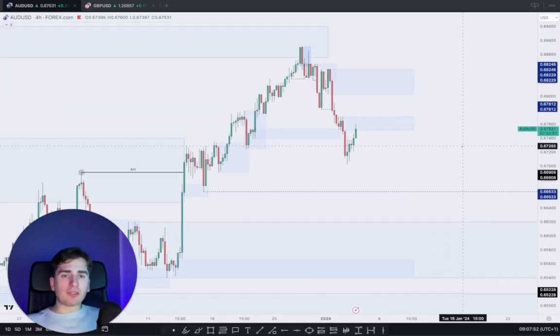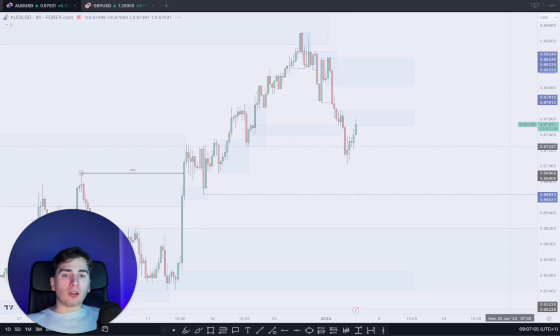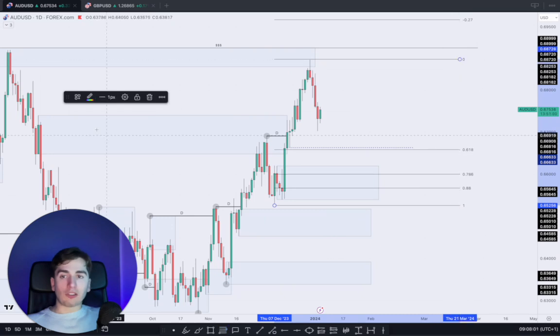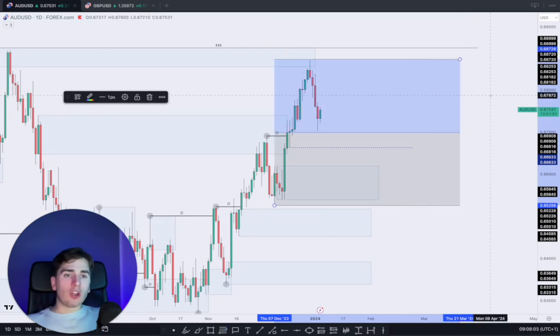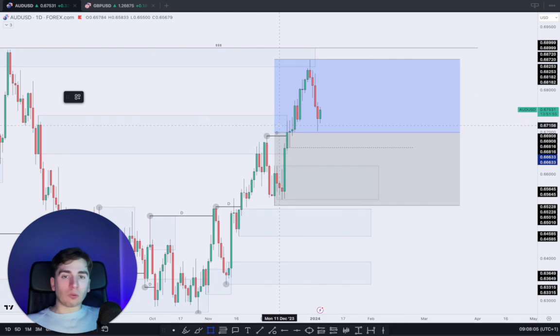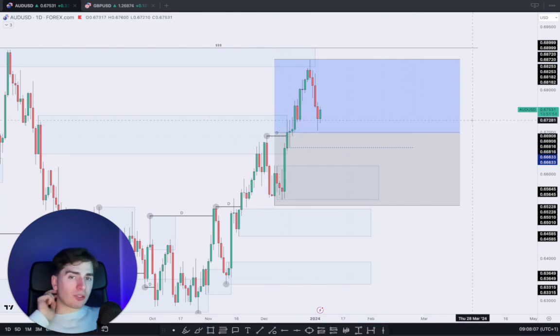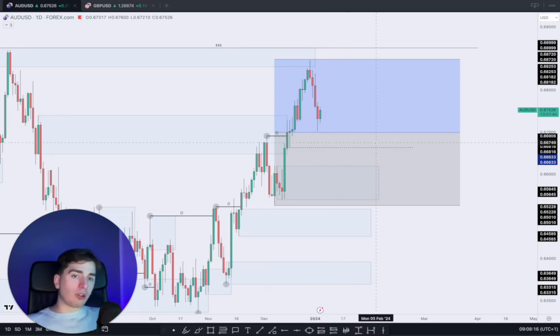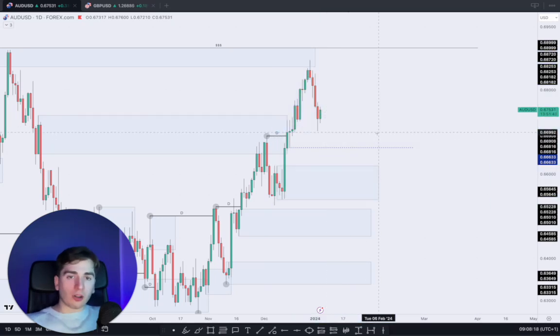So AUDUSD is very similar to euro dollar. Looking at the daily real quick, we can see that the daily is still bullish. Obviously, if we just draw in the premium versus discount tool, we can see that we've pretty much pulled back in towards discount over here. The difference with euro dollar, however, is that the daily fractal structure is still bullish until this low over here, meaning that there's a higher probability for Aussie dollar to move up higher than, for example, euro dollar.